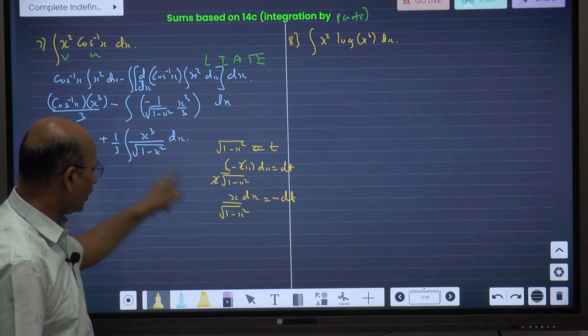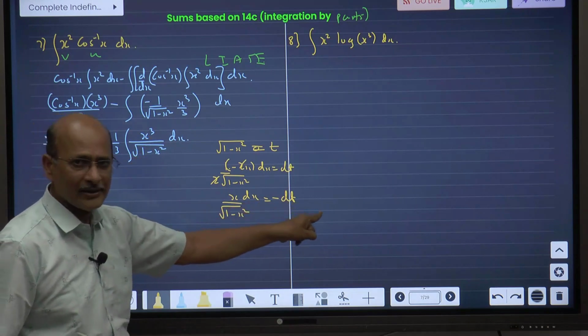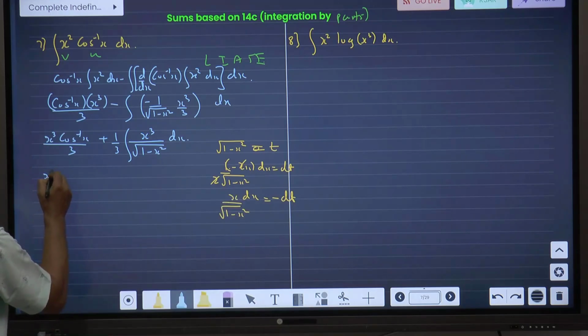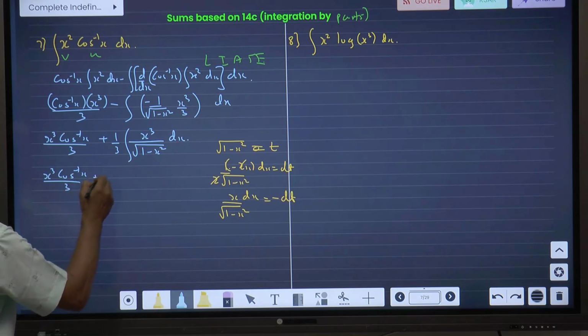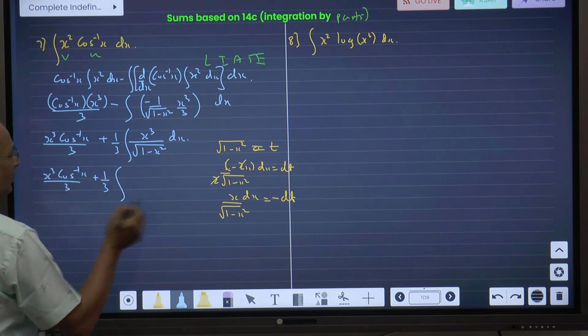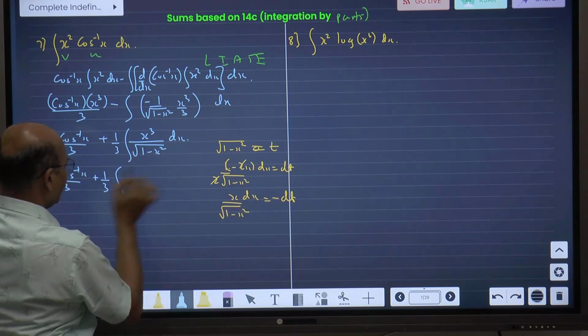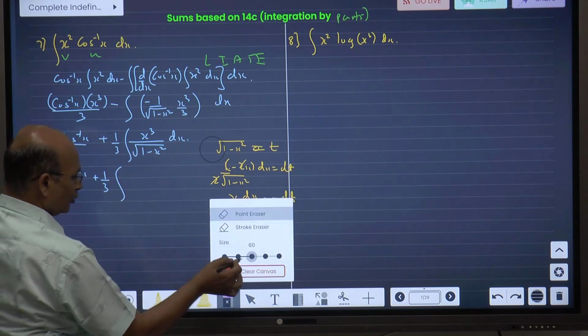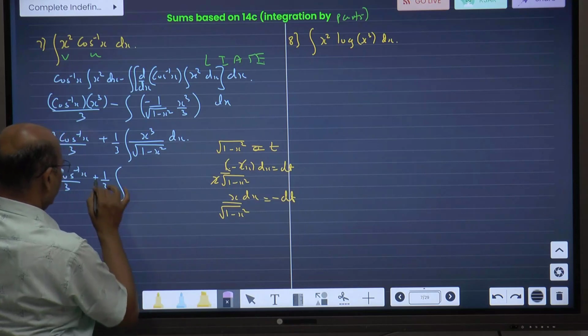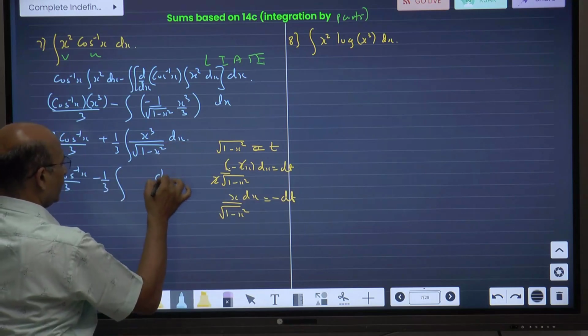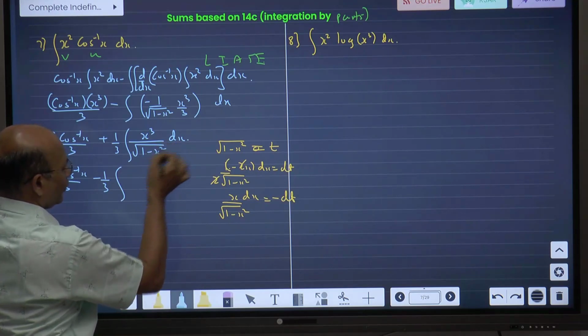So x upon root of 1 minus x square dx is minus dt. Let me just write it out. So this is x cube, this has no change, cos inverse x upon 3 plus 1 by 3. Remember, from here x dx upon this is nothing but minus dt. So what I am going to do here, this plus will become minus eventually and this will become dt. x upon this got adjusted.